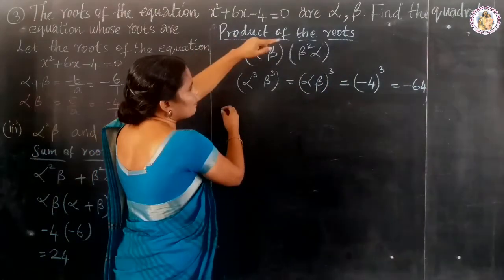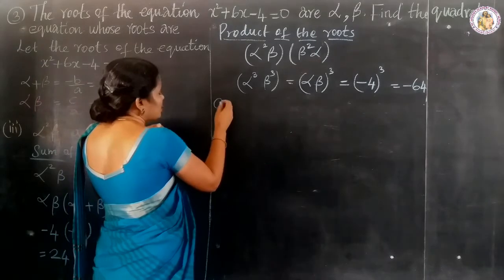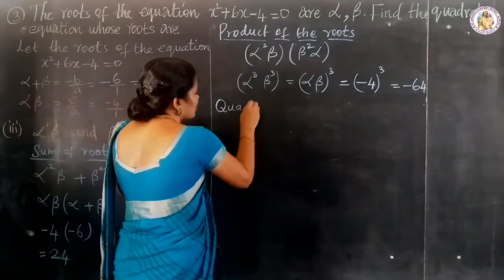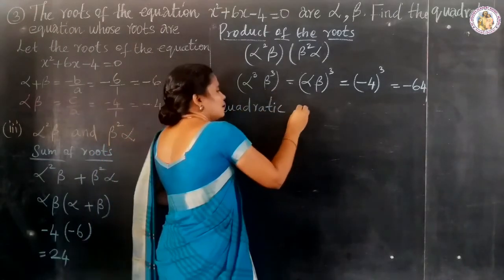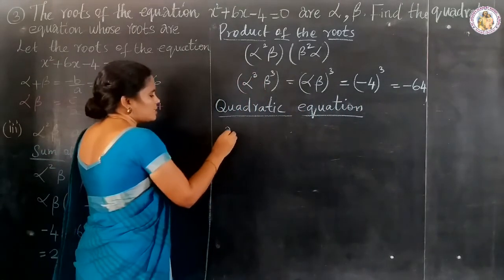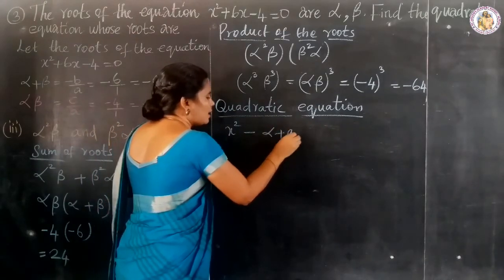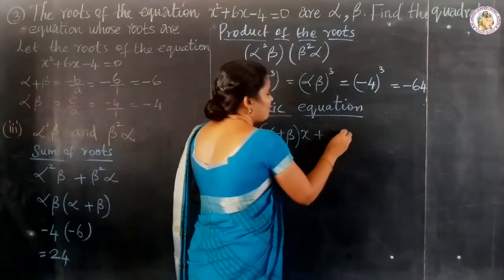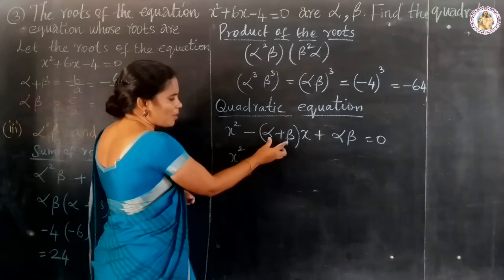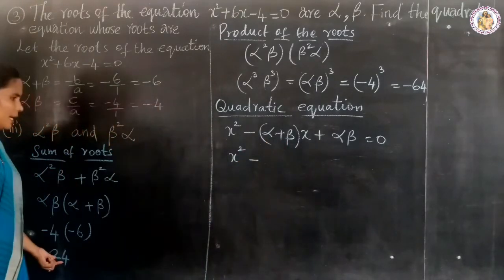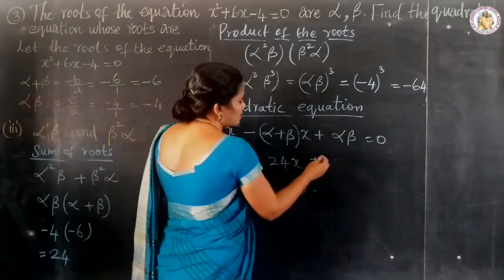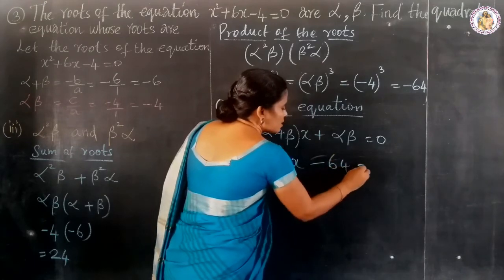Now it asks us to find the quadratic equation. Quadratic equation is x square minus (alpha plus beta) x plus alpha beta is equal to 0. So x square minus sum of the roots, that is alpha plus beta, 24. 24 into x, 24x, plus alpha into beta, -64. So write, -64 is equal to 0.